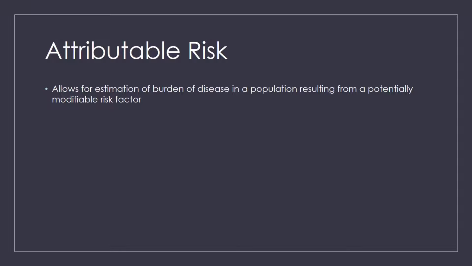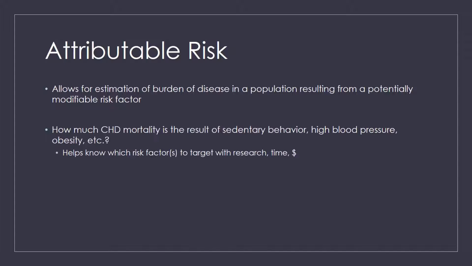But for instance, if, say, a government wants to spend money to try to reduce the risk of disease, well, are they going to spend money trying to reduce smoking or physical inactivity or high blood pressure? Where should they target their resources? Really, this is the primary use of attributable risk. So let's use this example. This is from the textbook.